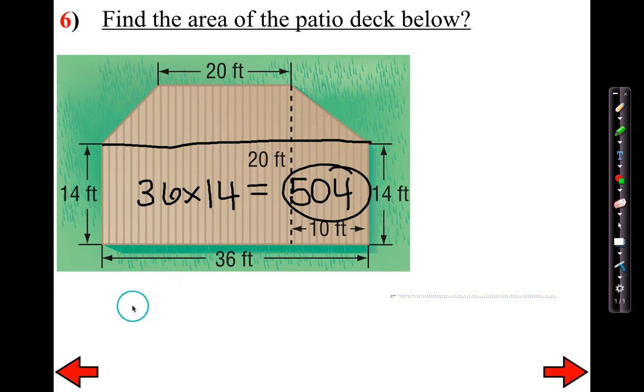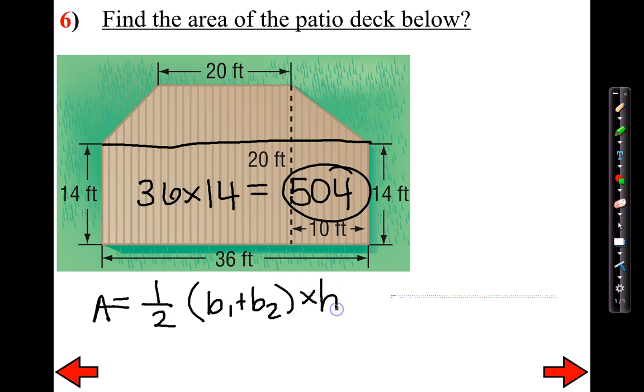So how do we find the area of a trapezoid? Well, it's very similar to finding the area of a triangle. You simply take 1/2 times the base. Now the only thing to keep in mind is with a trapezoid, there's 2 bases. Base 1 plus base 2. And then you're going to multiply it by the height.